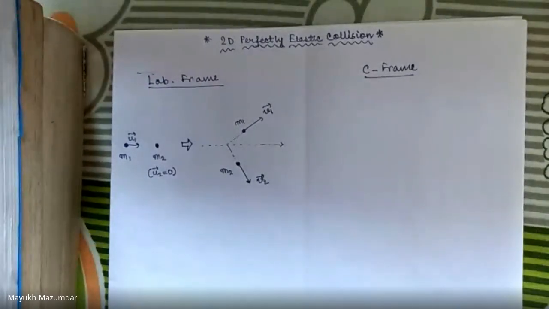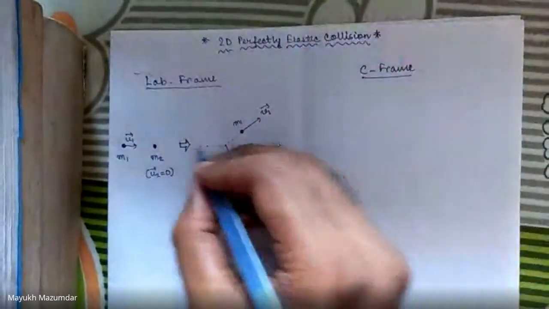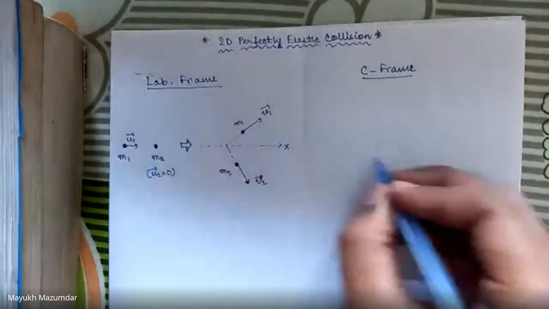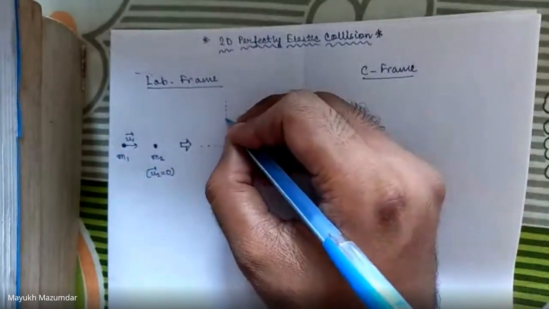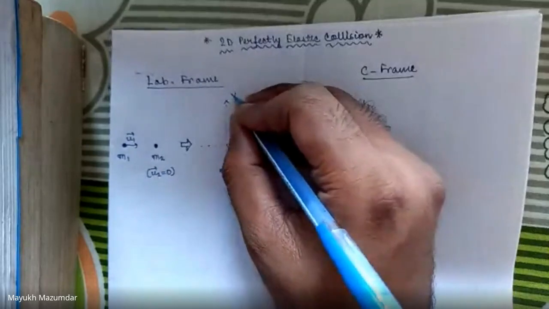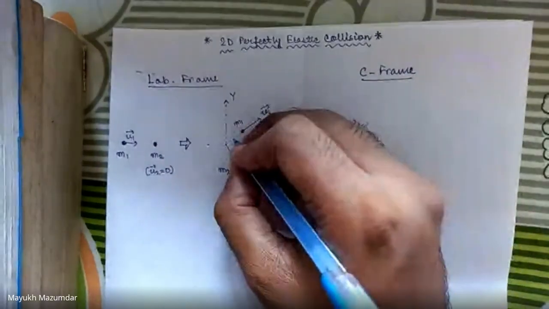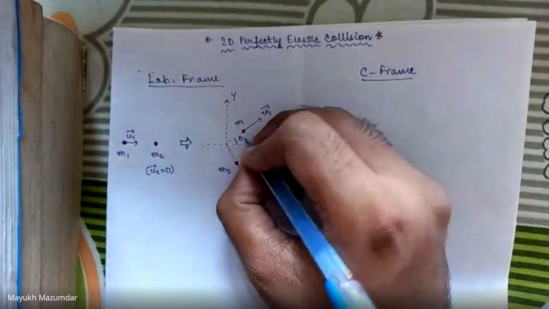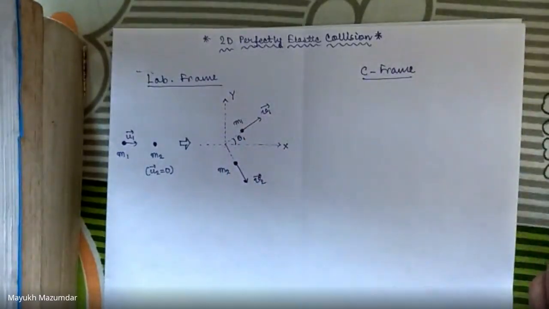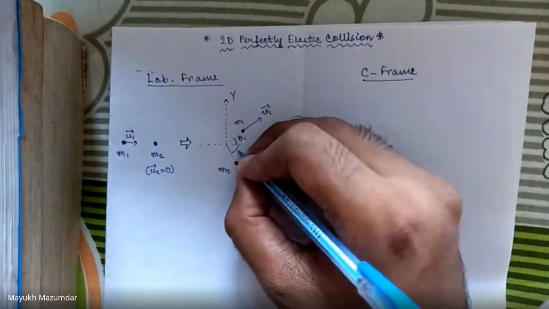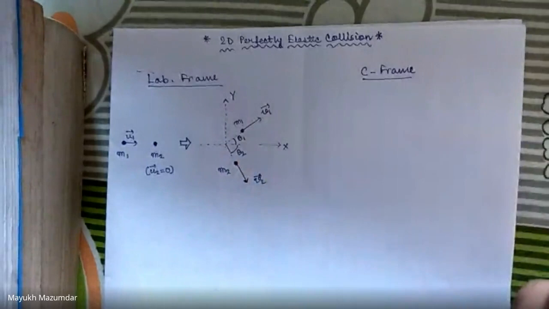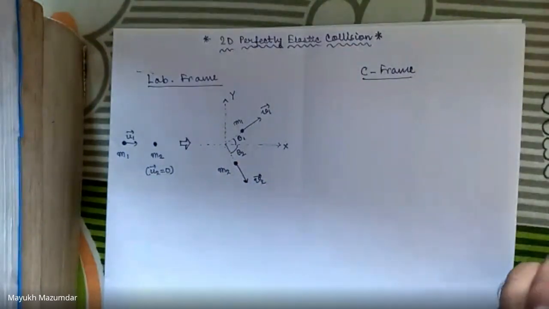So what we have to do? We have to analyze this, and whenever we'll be analyzing this kind of cases, we have to do measurements. So we will think that this is my x-axis, and this I will consider as my y-axis. So you can see the direction of v1 on the x-axis is some angle, say theta1, and the direction of v2 makes an angle theta2 with the x-axis.